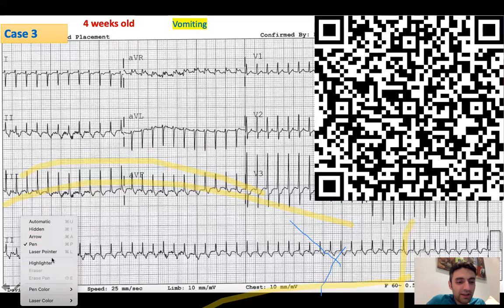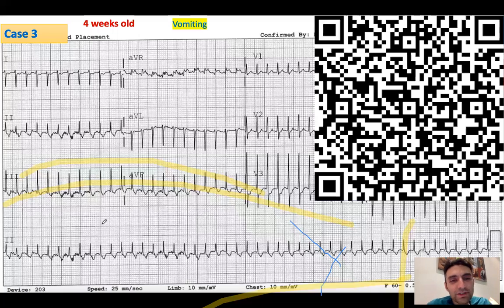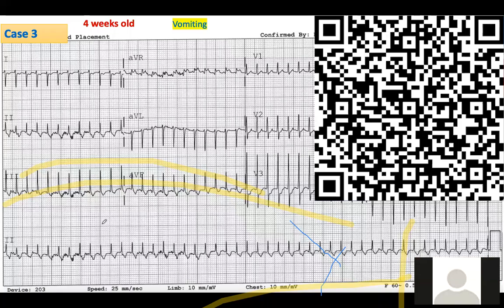Okay, so who said sinus tachycardia? You might be right. Speak up. I chose sinus. Okay, nice. Why? Because I could identify a P wave in some leads.